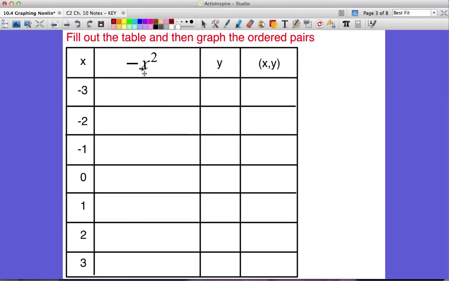Alright, so first we have the opposite of x squared. So when you do this, we take the opposite of negative 3 squared. So negative 3 squared is 9, but we want the opposite of that, which is negative 9. So if our input is negative 3, our output is negative 9. Our ordered pair is negative 3, negative 9.